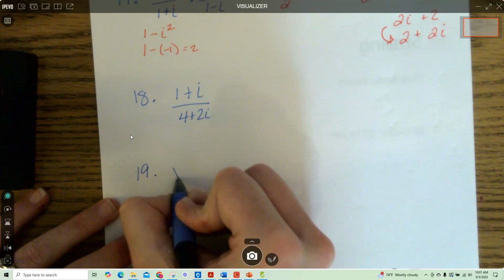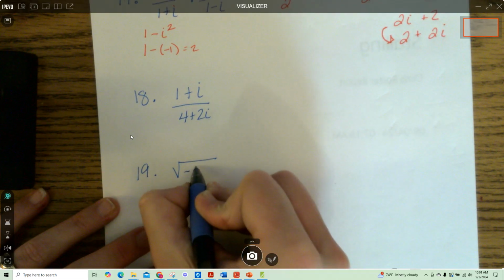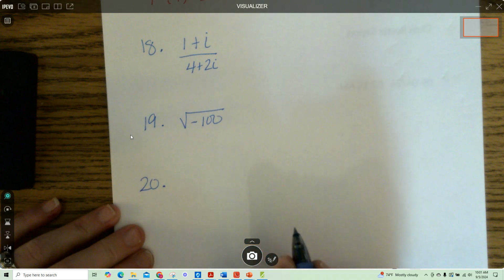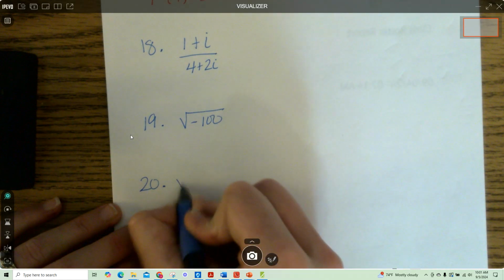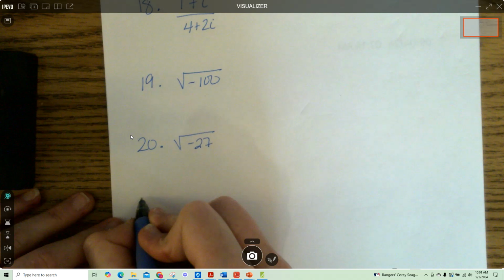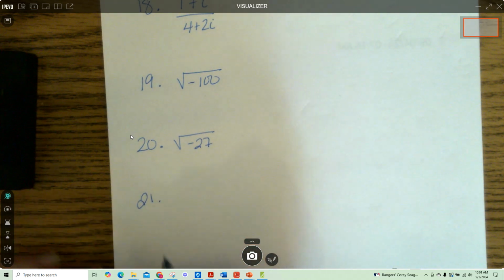Square root of negative 100 equals. Okay. Shelby, what's your number 20? Square root of negative 27. I may be able to get through those really quick. Lexi, what's your 21?